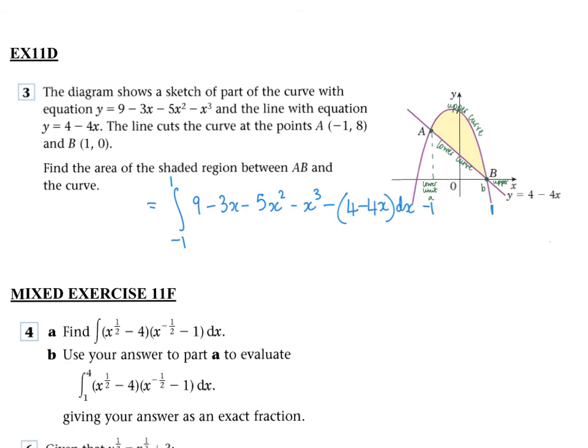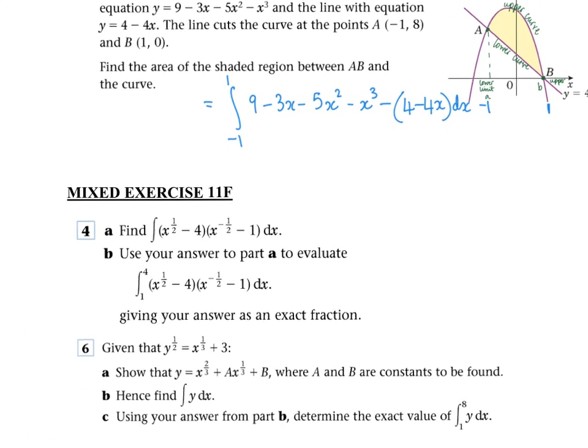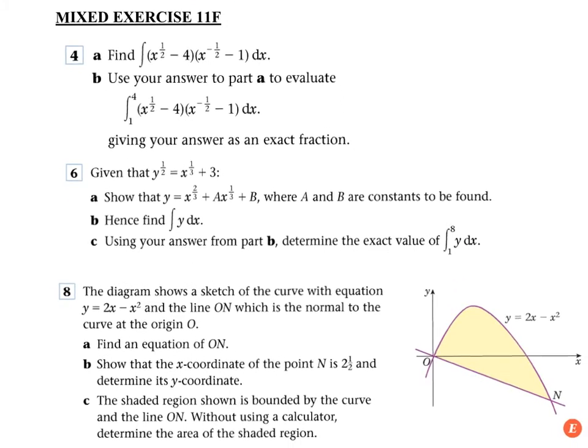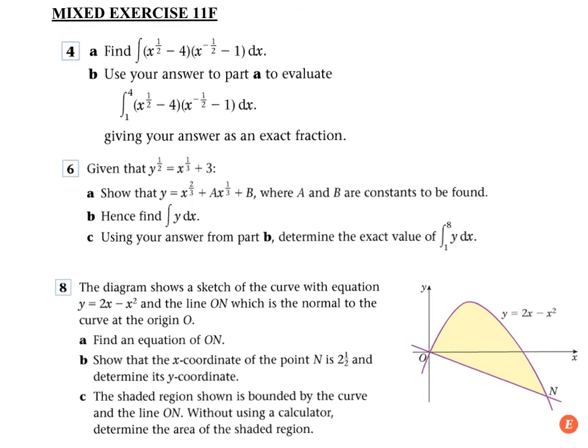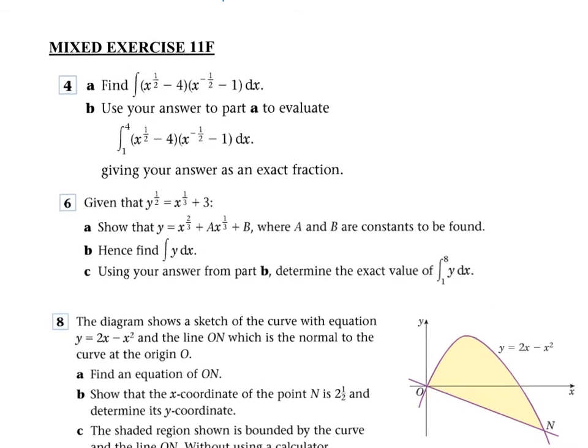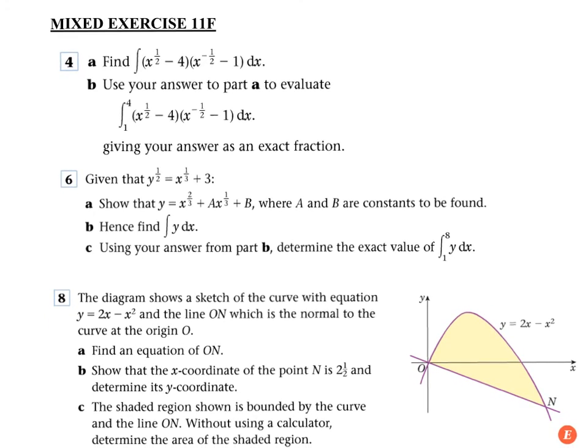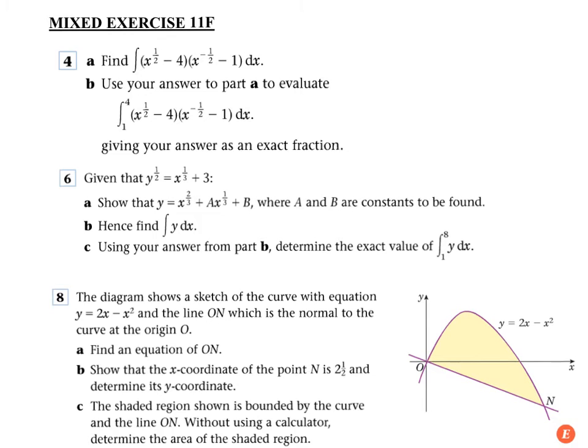The other question that we've got is mixed exercise, so 4, 6 and 8. If you look at 4, you're going to have to multiply this out first of all, and then use your answer in part 8 to evaluate that. So this one's your indefinite integral, then put your limits in, and you give your answer as an exact fraction. So we don't want any decimals at all in this one.